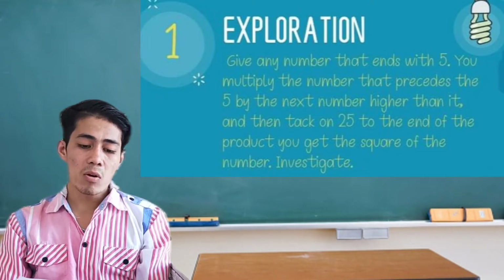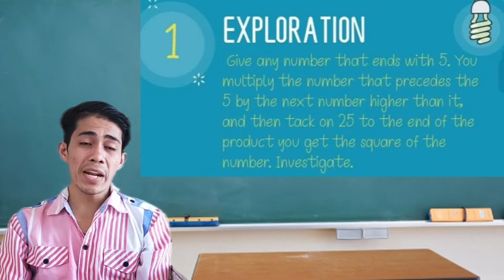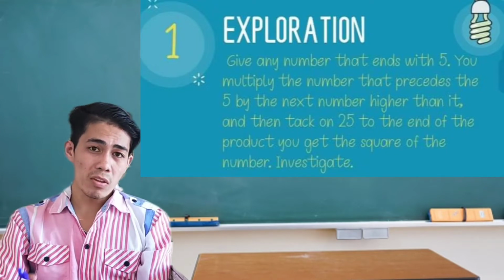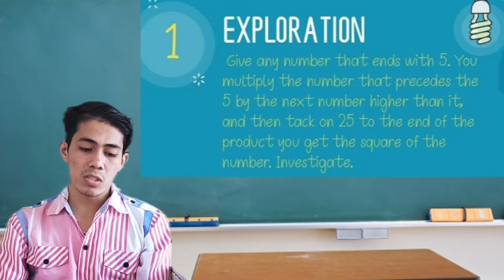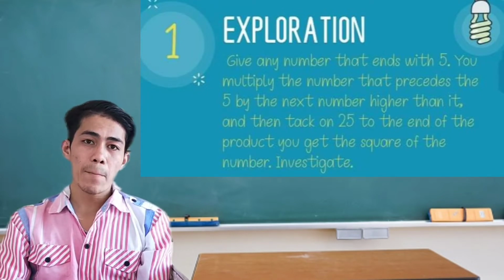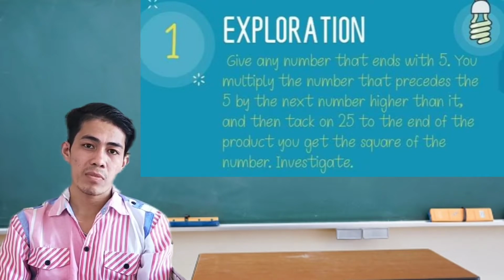And then tack on 25 to the end of the product. So the product is 2, and then you tack on 25 to it. That will be 225. And you get the square of the number. That will be the answer, the square of 15 is 225. Let's investigate.